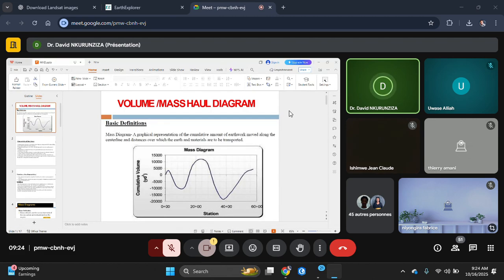We can call it maybe the distance or the stationing. So briefly, that's what a mass haul diagram is.